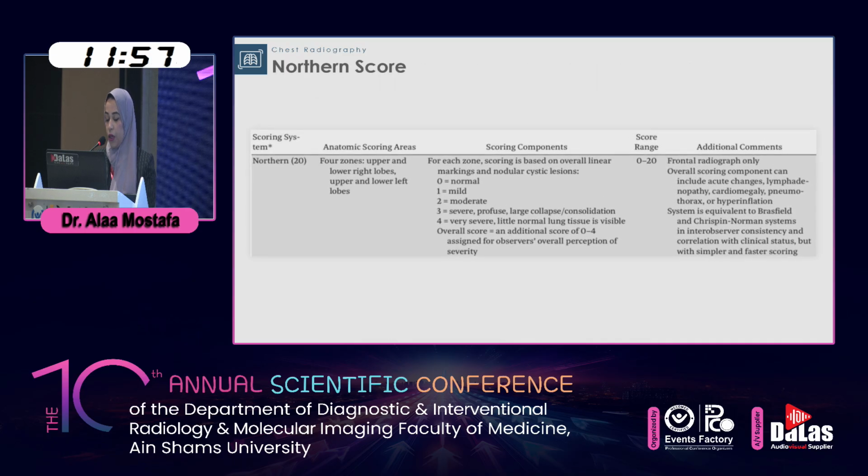The Northern score. The Northern score quantifies radiographic abnormalities in cystic fibrosis. It's useful for tracking disease severity over time. It depends on dividing the lung into 4 zones: upper and lower right lobes, upper and lower left lobes. Each zone is scored based on overall linear markings and nodular cystic lesions. 0 is normal, 1 is mild, 2 is moderate, 3 is severe, and 4 is very severe.